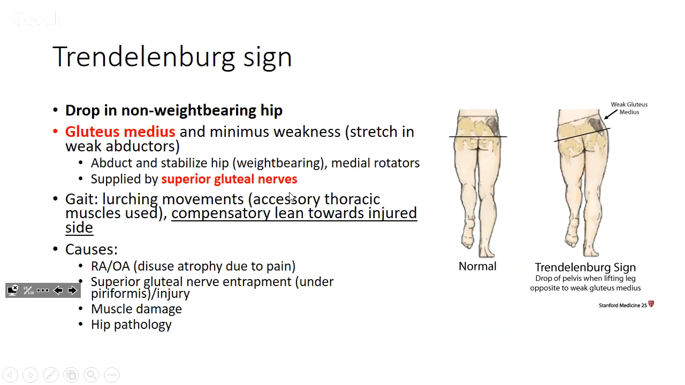Yeah. So essentially you can see here, it's supplied by the superior gluteal nerve. And when they walk, they tend to have a compensatory lean to the injured side, and they have this sort of lurching movement. Causes: actually the most common cause is not really the nerve injury, but it's RA or OA. So because of pain, there's a disuse atrophy of the muscle. But of course, superior gluteal nerve is what we're looking for, and there are a few other things as well.